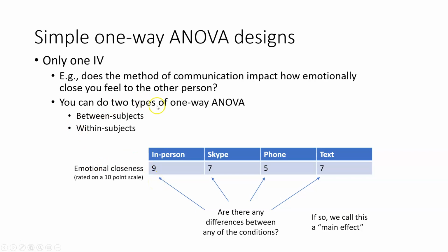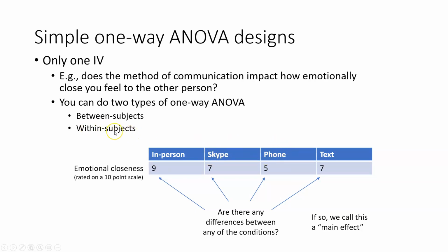You can do 2 types of one-way ANOVAs. You can do a between subjects or a within subjects. Between subjects ANOVAs are those where different people are in each of the different groups. So you might have like 10 people recruited to talk to another person in person. You might recruit another 10 people, different 10 people, to talk to somebody over Skype, another different 10 people to talk to them over the phone.